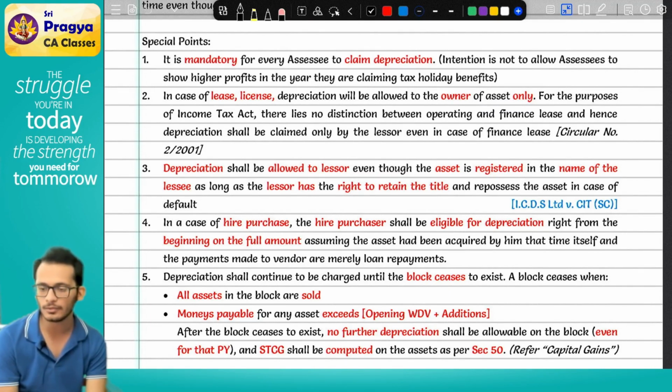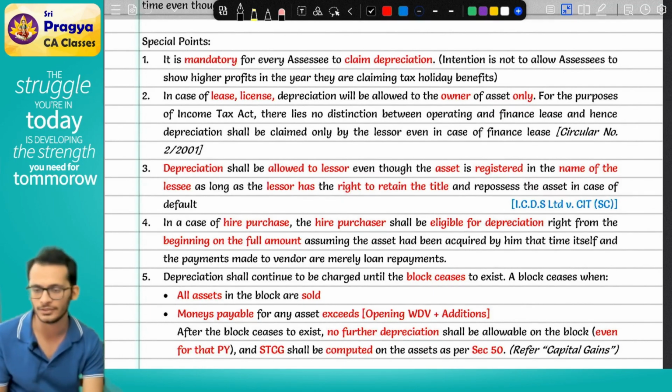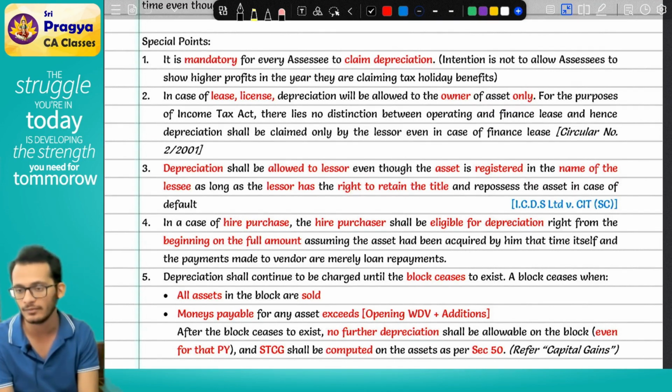If you don't claim the depreciation also, income tax will assume that you have done the depreciation and automatically reduce your written down value.